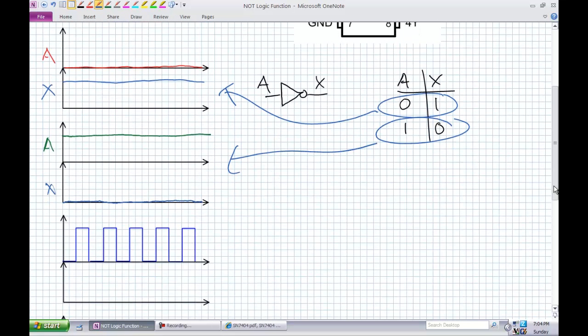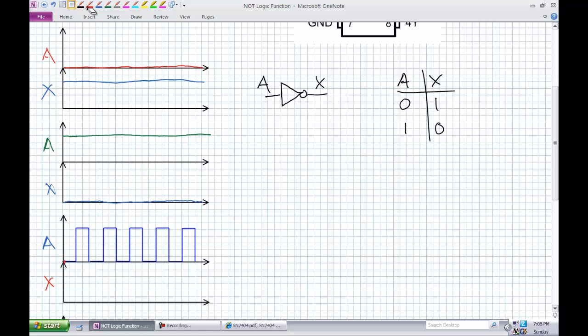What does this timing diagram look like? If this is A, what's the output X look like? So, start at the beginning. A is a 0 right here. X is the opposite. Refer to your truth table. If A is a 0, X is a 1. So from here to here, it's a 1. Now get to this point. A changes to a 1. Look at your truth table. A is a 1, X is a 0, and so on and so forth.